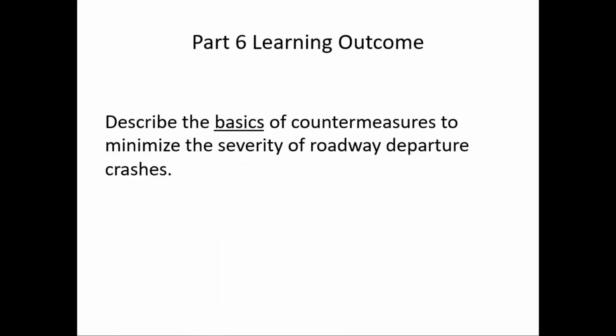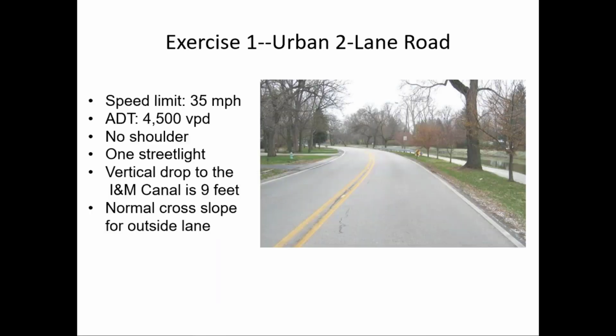So here we've talked about just the basics of countermeasures to minimize the severity of roadway departure crashes. And I have a couple examples. I think maybe we'll just do the first one. Get your thoughts on this. This is an urban 2-lane road. On the left side here, these are single family homes, fairly closely spaced. You can see a number of driveways.